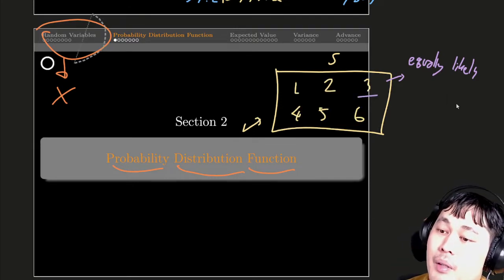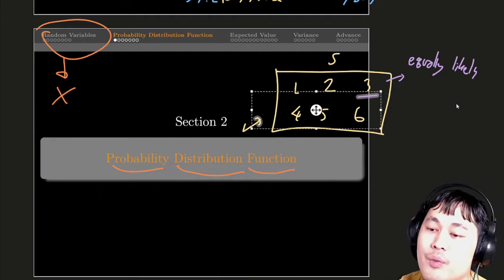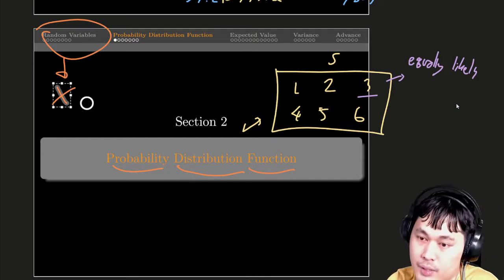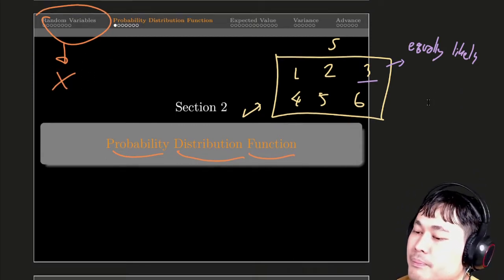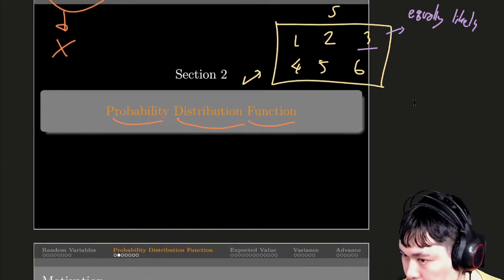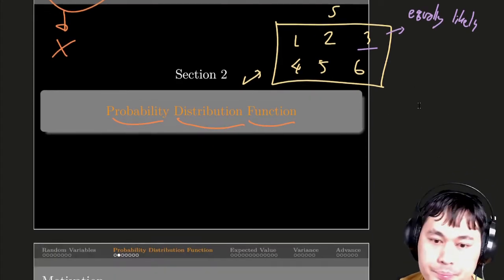This is where the random variables come in. We still have outcomes, but now we look at the pattern among those outcomes and group them. And here we're also going to define how we can actually count those outcomes.